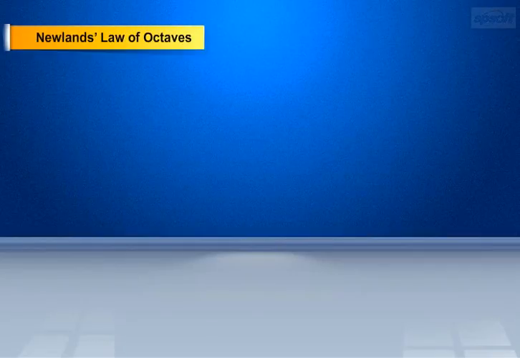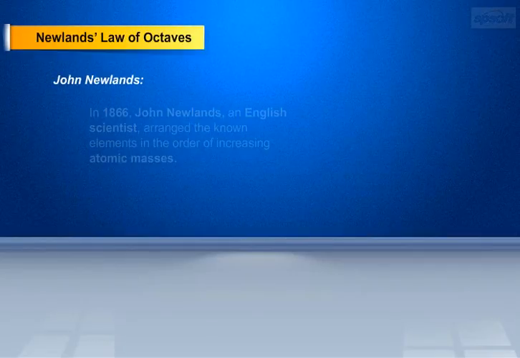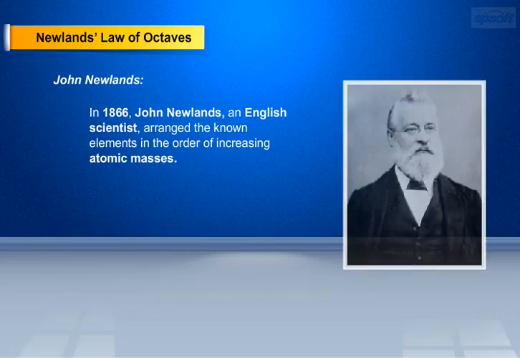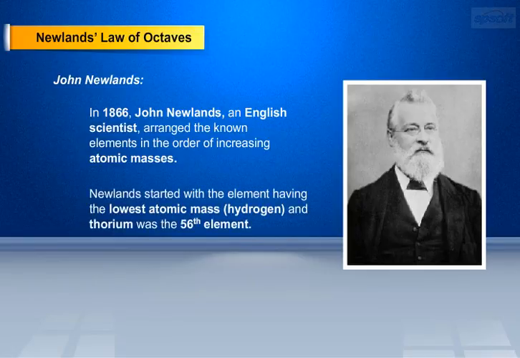Now let us see Newland's law of octaves. In 1866, John Newland, an English scientist, arranged the known elements in the order of increasing atomic masses. Newland started with the element having the lowest atomic mass, hydrogen, and ended at thorium, which was the 56th element.